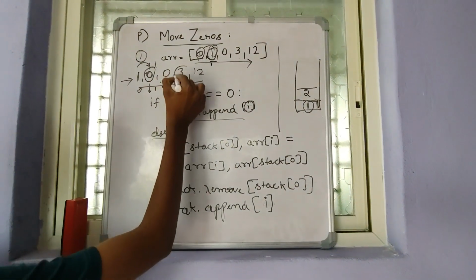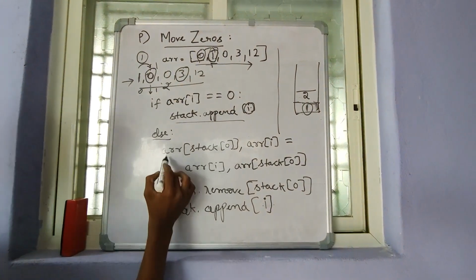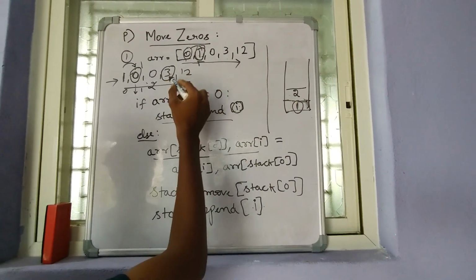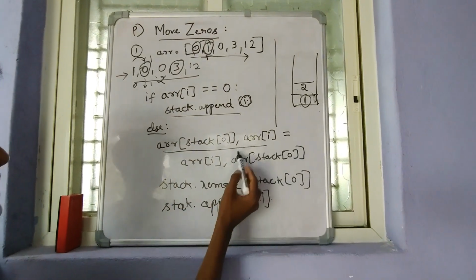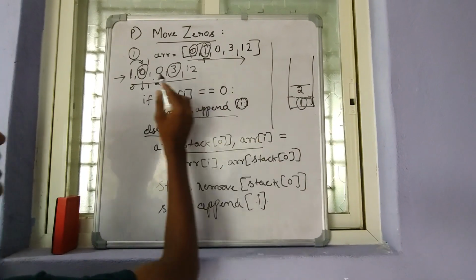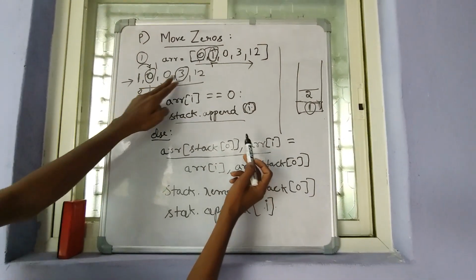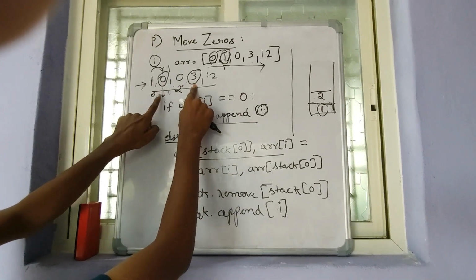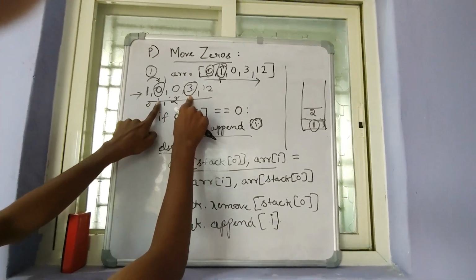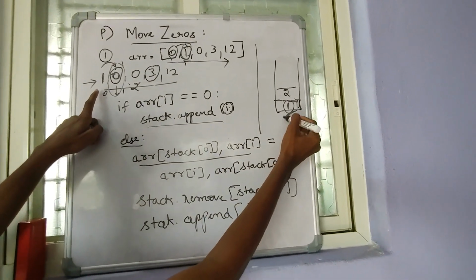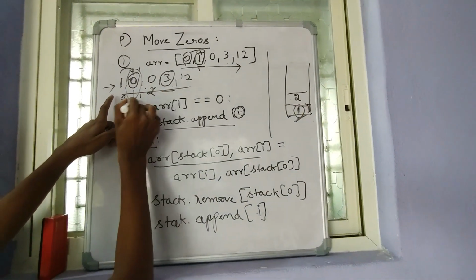Okay. Whenever I see a non-zero element, what did I say? I just have to swap this element with the stack of 0th element, stack of 0th index. Stack of 0th index is 1. You have to swap array of 1, array of i. Array of i is nothing but 3, with the stack of 0th index. This is the 1 index, as you can see here. This index with this index.